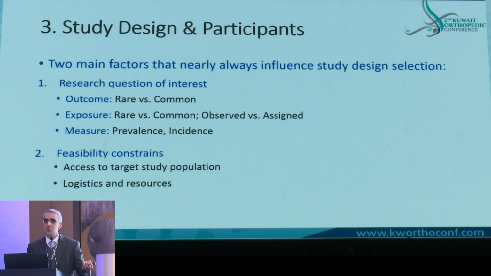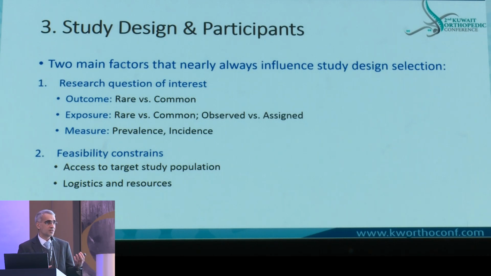Is it an observed exposure or an assigned exposure? What I mean by an assigned exposure, in clinical trials, is that the investigators assign the exposure to one group of people and a placebo to another group. So if you have an exposure you want to test experimentally, then you're guided toward an RCT, a randomized trial. And the measure of frequency: are we measuring incidence or prevalence? I'll come to that in a later slide. Feasibility constraints: do we have access to the target population?